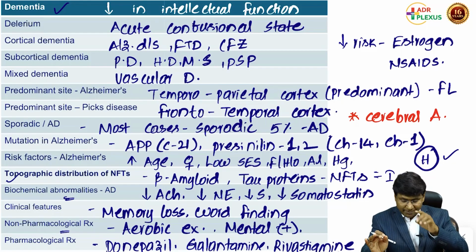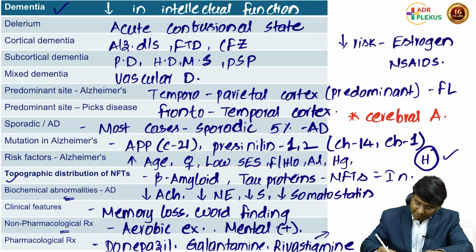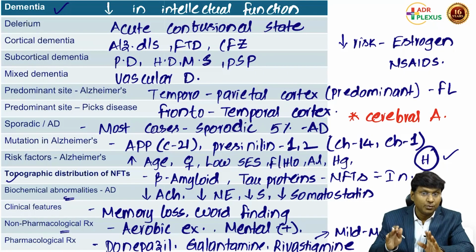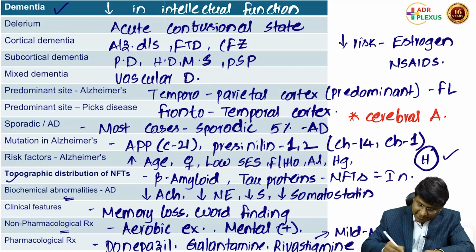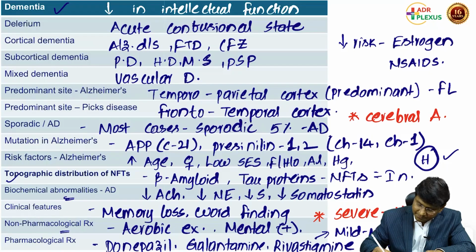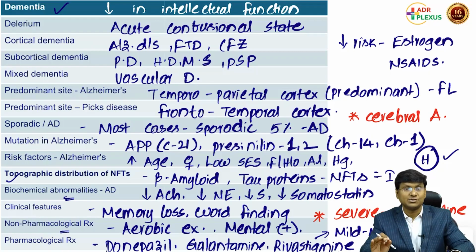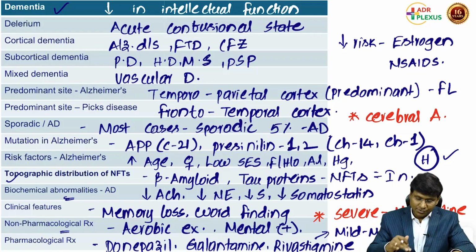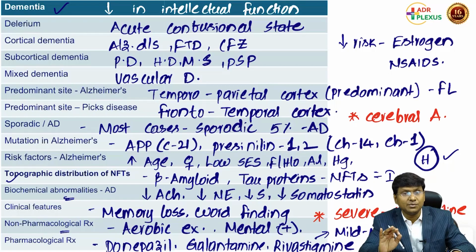These donepezil, galantamine, rivastigmine, are given in case of mild to moderate form of Alzheimer's disease, whereas in case of the severe form of Alzheimer's, the drug that you need to give is memantine, right? So memantine should be given in case of the severe form of Alzheimer's. So this is about, in toto, related to Alzheimer's.